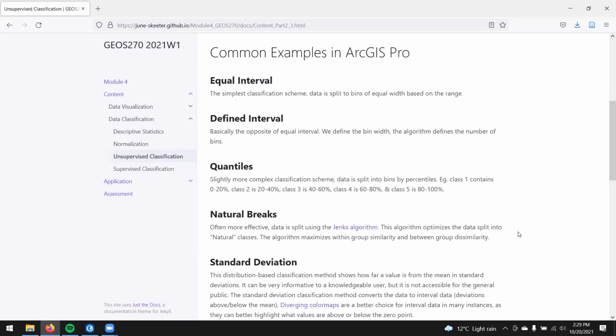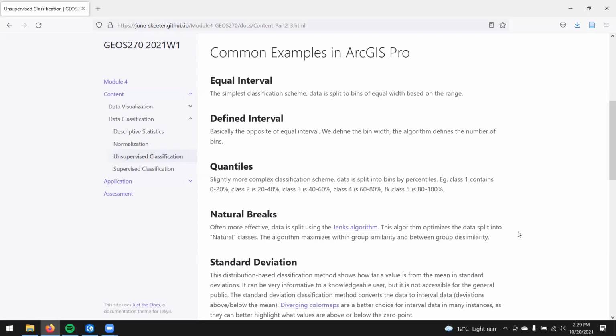Equal interval, this is the simplest classification scheme. What it does is it just takes the range of the data, so that's the maximum and the minimum. You tell it, I want 5 classes, and it's just going to split that into 5 equal bins, regardless of what any other aspect of the distribution is. So even though it's defined by the data, it's only defined by 2 data points, the maximum value and the minimum value.